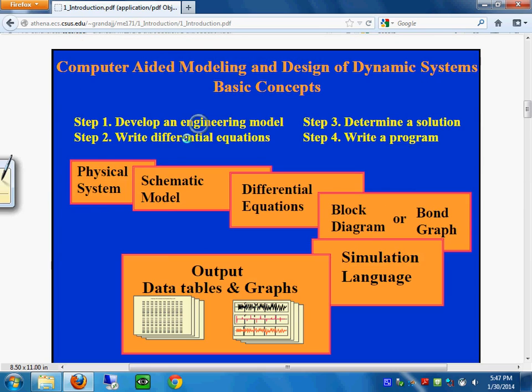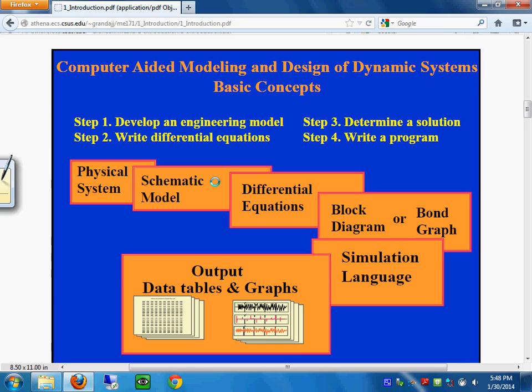The way we do it is we start here at the physical system. This could be the vehicle or could be any other device that we want to analyze. We need to reduce this to a schematic model, in other words, to identify what elements are present in the system that we want to talk about. And then from this schematic model, we need to go to a mathematical model, one that has differential equations that represent the real system.